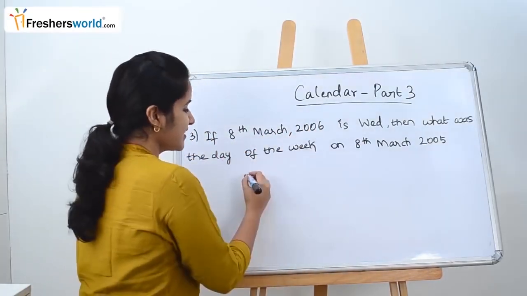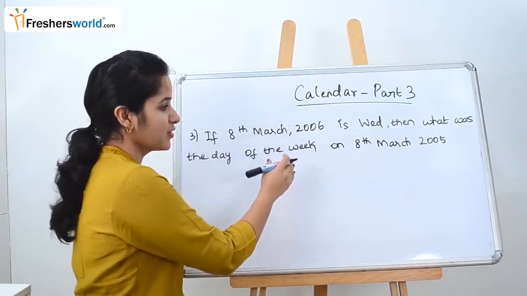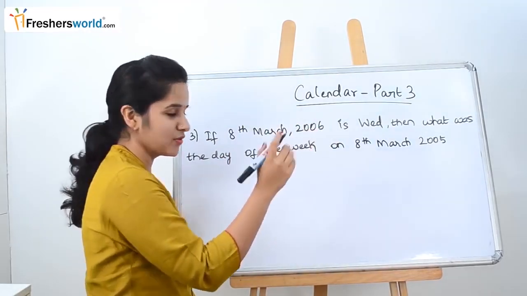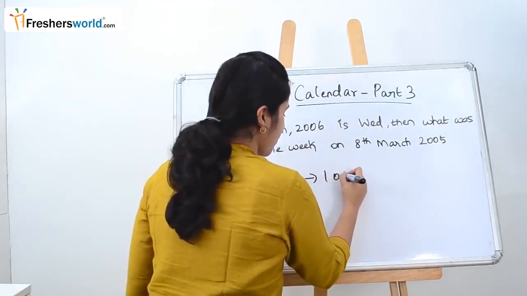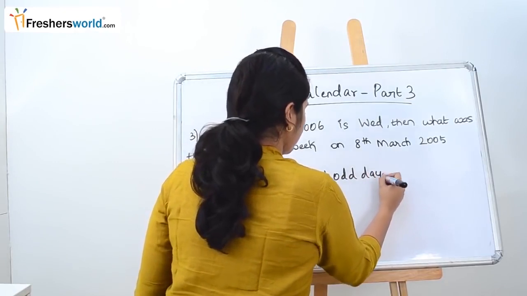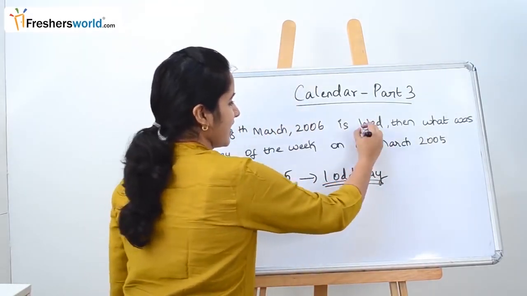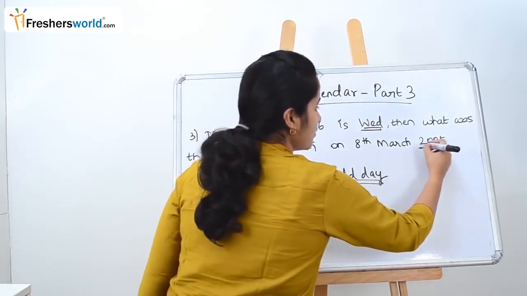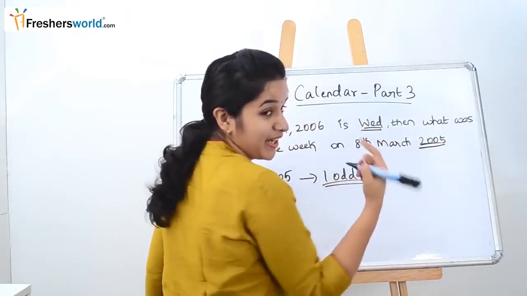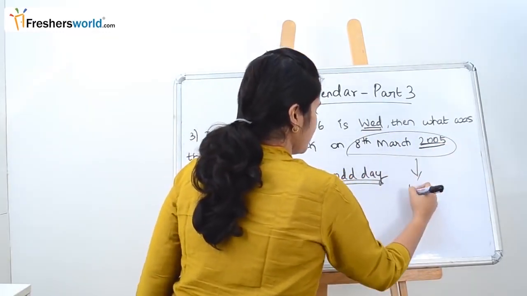In 2006, we don't have to consider the odd days because we have crossed February there. So we have to consider the odd days of only 2005. We know that 2005 is not a leap year, so there is only one odd day. As 2006 is a Wednesday, you subtract one day to get 2005. Wednesday minus 1 is Tuesday. So 8th March 2005 falls on a Tuesday.